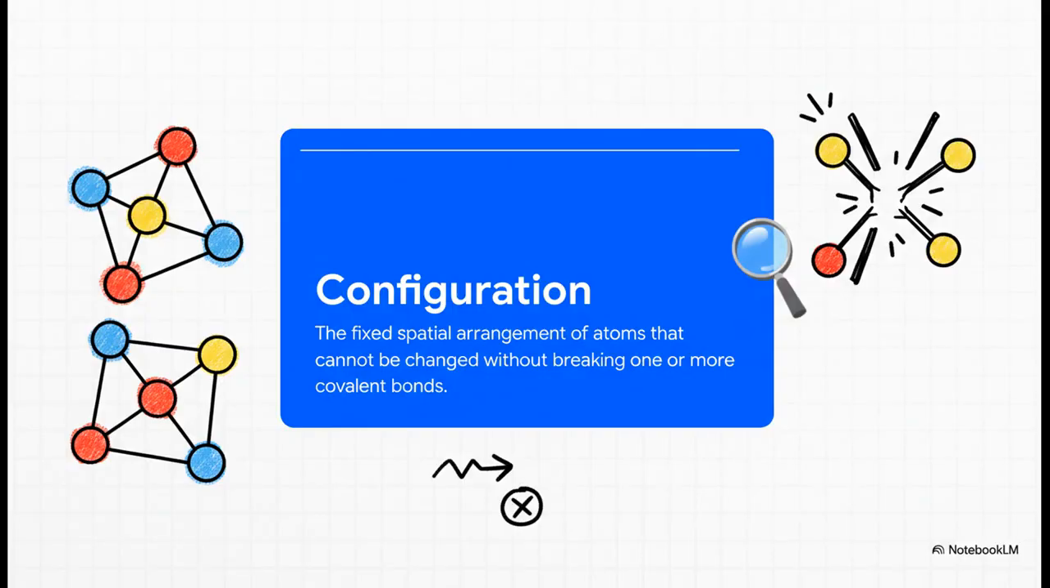Now, this fixed 3D arrangement has a specific name. We call it a molecule's configuration, and you should think of this as being basically set in stone. You can't just twist it or bend it into a new shape. To change a molecule's configuration, you have to literally break chemical bonds, pull it apart, and rebuild it. You'd be creating a totally new thing.